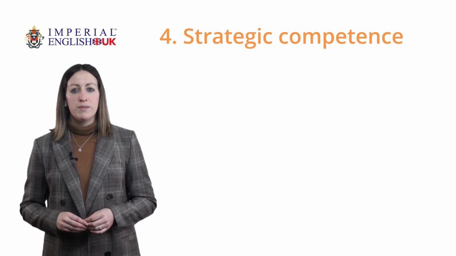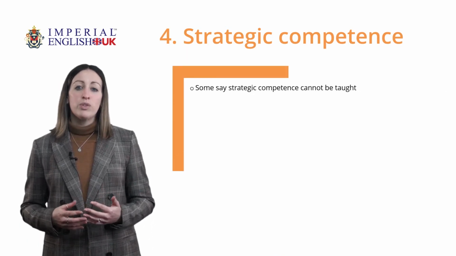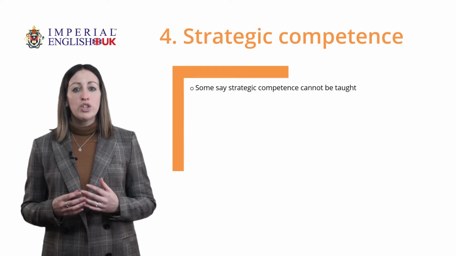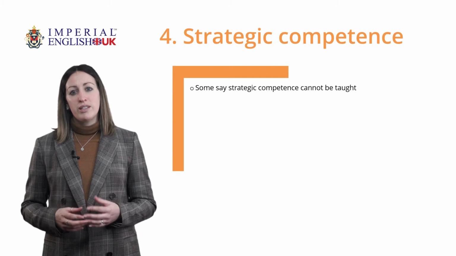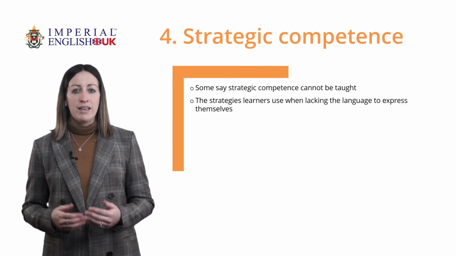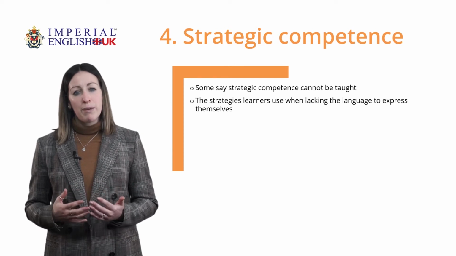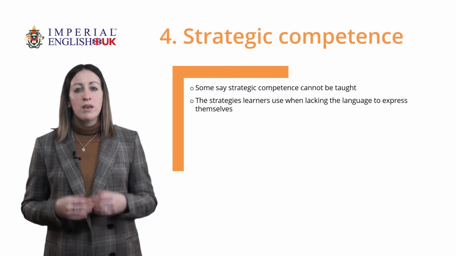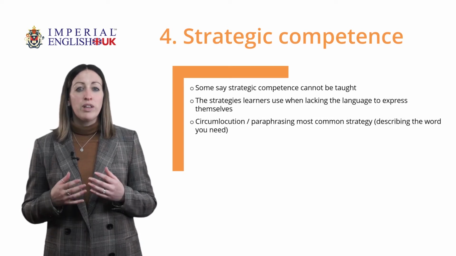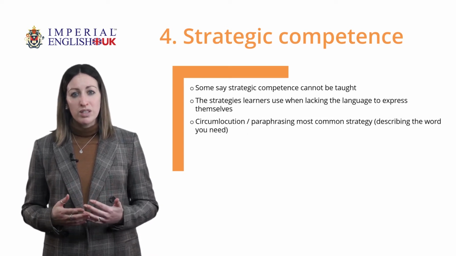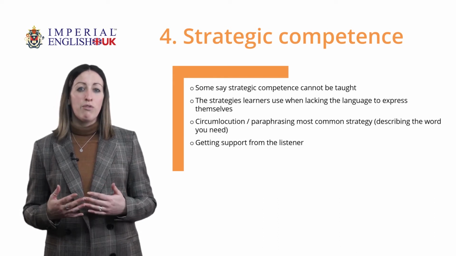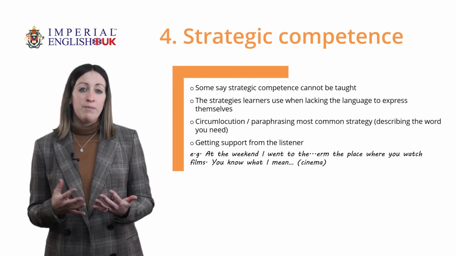Strategic competence. This is an area which some researchers say learners cannot be trained in. Strategic competence is the strategies learners use when they are unable to express what they want to say because they lack the language or vocabulary to do so. Circumlocution and paraphrasing are features of this when the learner cannot think of the word they want, so they describe it or try to get the support from the listener with phrases like, "You know what I mean."